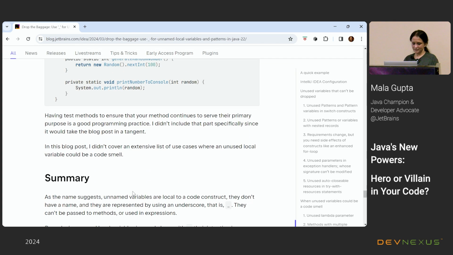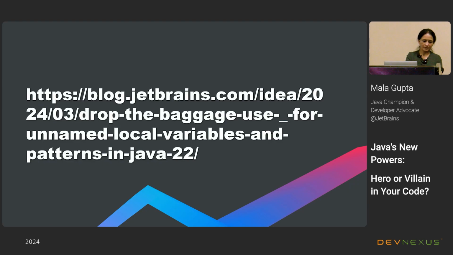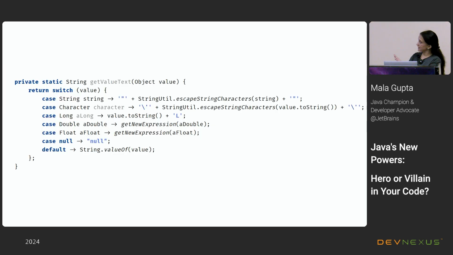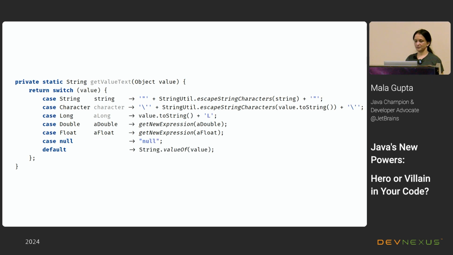So, the last one that I wanted to show is, yes, for the record patterns. So, this is one of the examples that I wanted to show. This is a perfect example, but what if I change the formatting a bit to this? So, formatting makes a lot of difference. We are trying to include that in how we format the code within IntelliJ IDEA, but it is not in yet, but we are working on it.